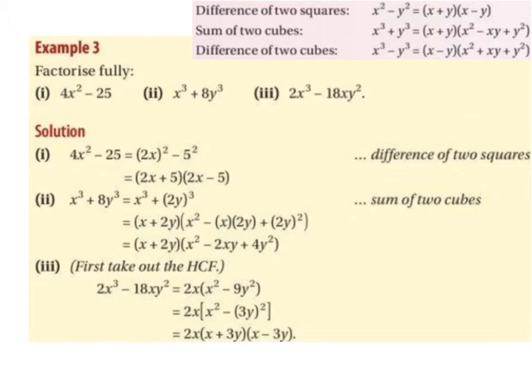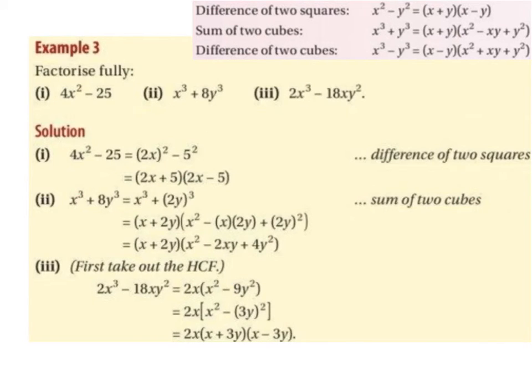So the highest common factor is going to be 2x. 2x divides into 2x cubed and leaves us with x squared. And 2x divides into minus 18xy squared and leaves us with minus 9y squared. We can multiply this out to check, are we right? 2x by x squared is 2x cubed. 2x by minus 9y squared is minus 18xy squared.